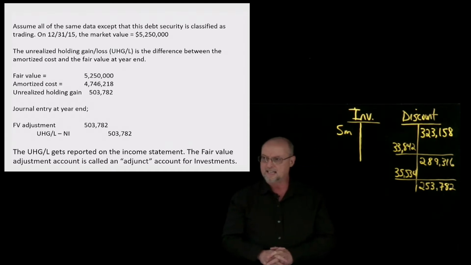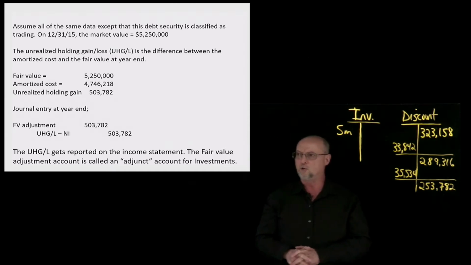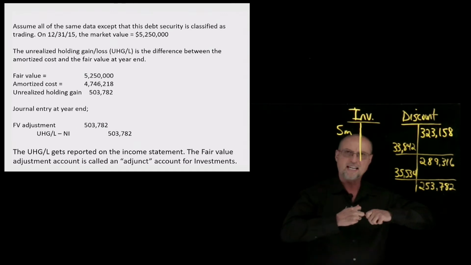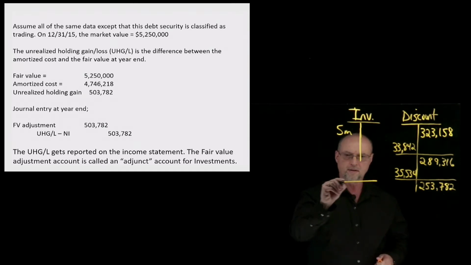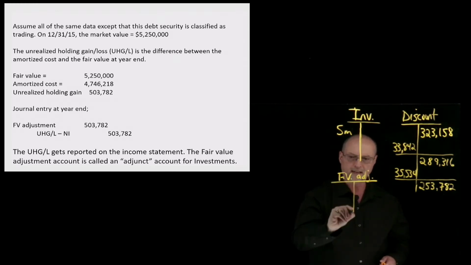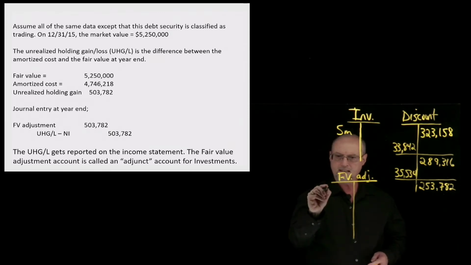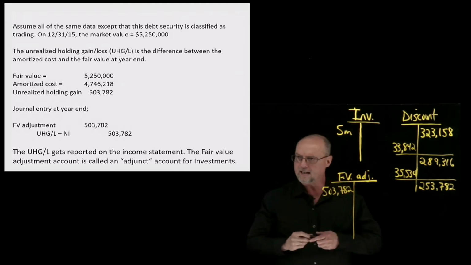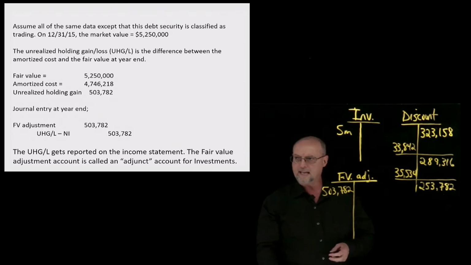So look at the journal entry that we have to record at year end. We're going to debit an account called fair value adjustment. This is an asset account that relates to the investment. Fair value adjustment. I'm going to have to abbreviate. And I'm going to debit $503,782.